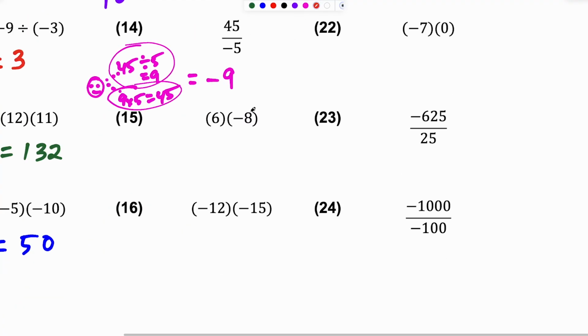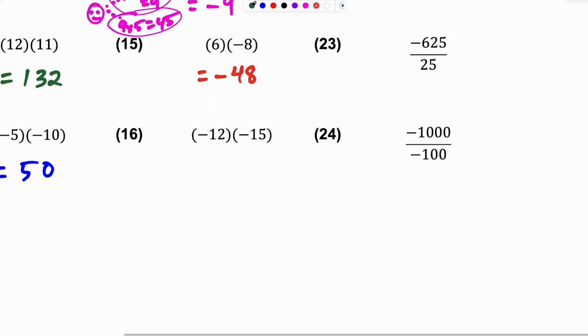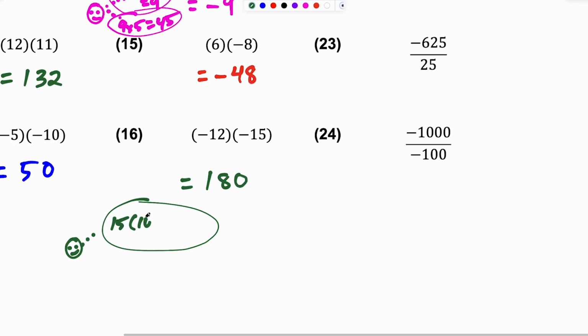Question 15, we have 6 times negative 8. Well, for this one, we have a positive times a negative is negative, and then 6 times 8 is 48, so our answer is negative 48. Next up here, for question 16, we are doing negative 12 times negative 15. So we have a negative times a negative is positive, and then we work this out, and we're going to get 180. And if this is math that you're like, wait, I don't think I could do that math in my head, the key to having this kind of mental math is when I do 12 times 15, I'm actually in my head doing 15 times 10 plus 2.